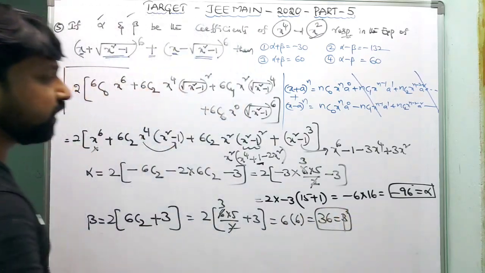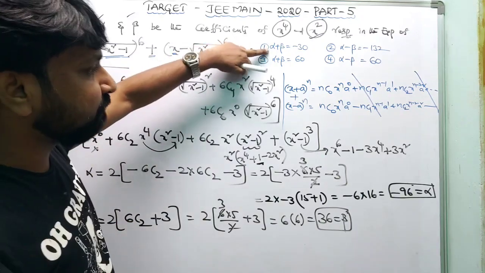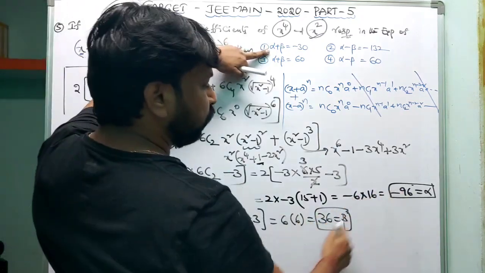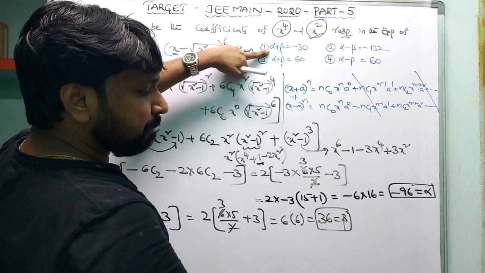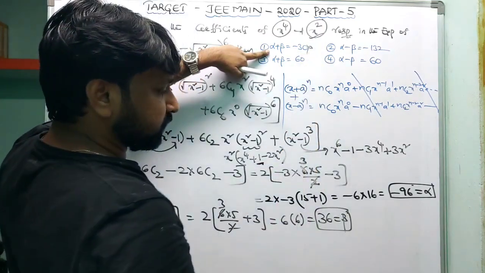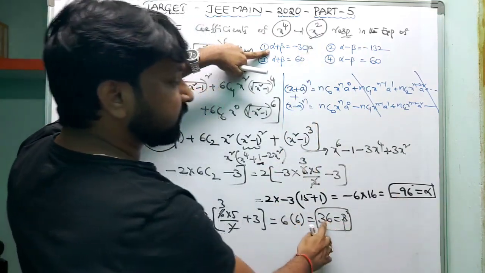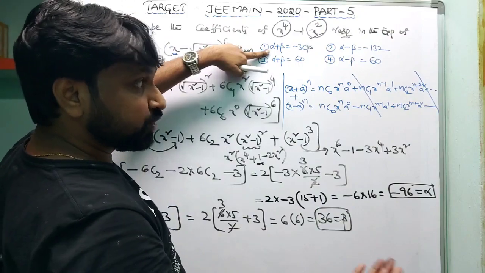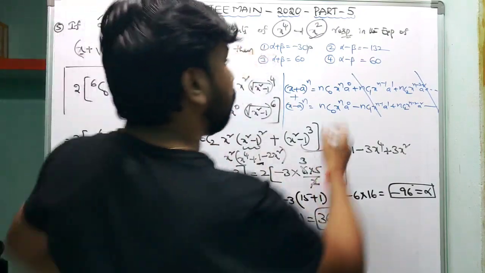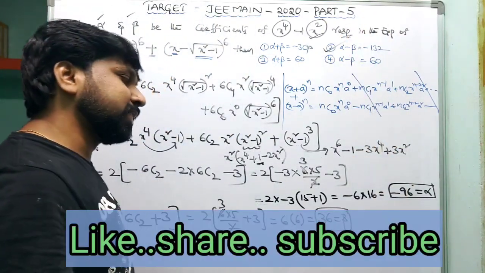Now go by verification. Alpha plus beta, if you add these two, you get minus 60. No, the first option is a wrong answer. Alpha minus beta is minus 96 minus 36. Yes, you get minus 132. Exactly, the second option is the correct answer, friends.